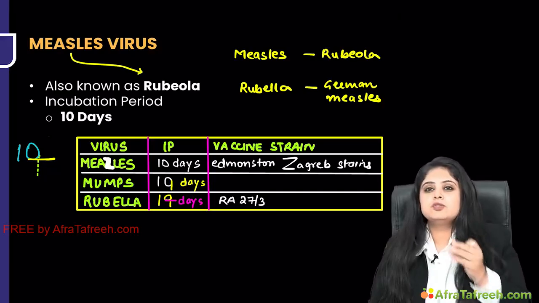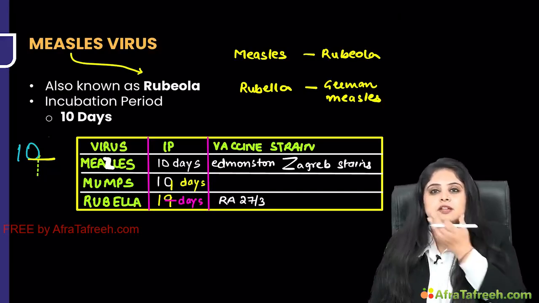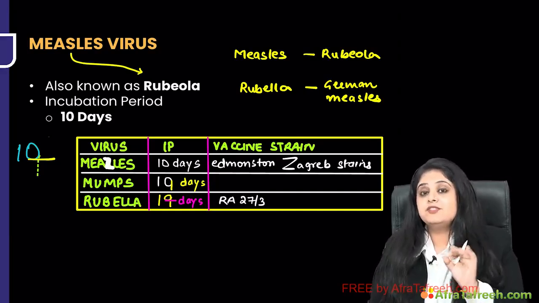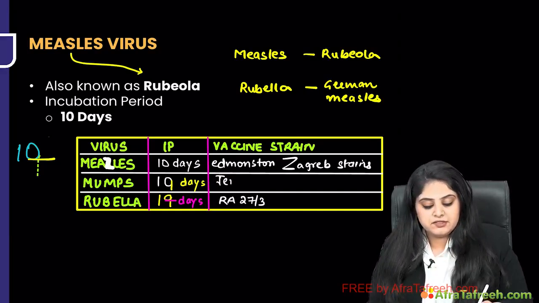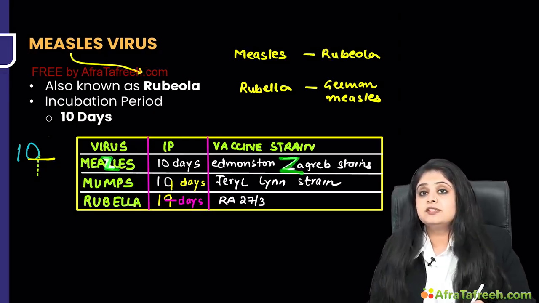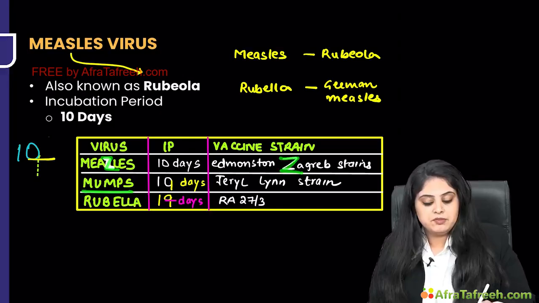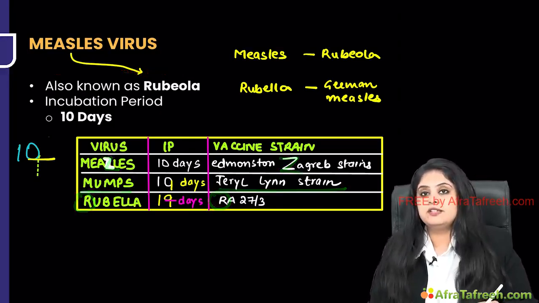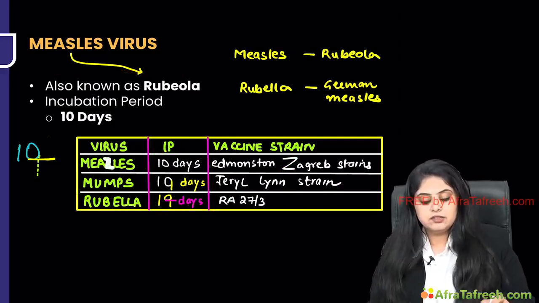For mumps, I will just teach you. There's always a photo of a cute chubby-cheeked child. That child we have named Jerry. So the name of the vaccine strain is going to be the Jeryl-Lynn strain. So these are the strains that you have for MMR. For measles, you have Z, that is Zagreb strain. For mumps, you have the cute Jerry, that is Jeryl-Lynn, and for R, RA27/3. What are the incubation periods? 10, 19 and 14.